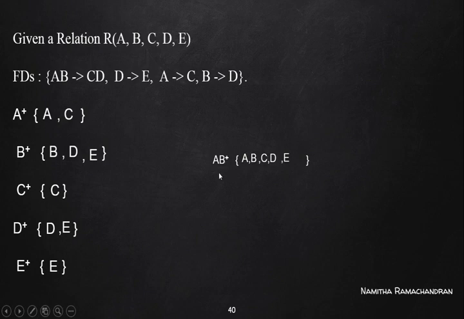If we are given the values of this A and B attribute of a particular entity, then using those attribute values, we can derive all other attribute values of the relation R with the help of these functional dependencies. That is the meaning of this closure set.